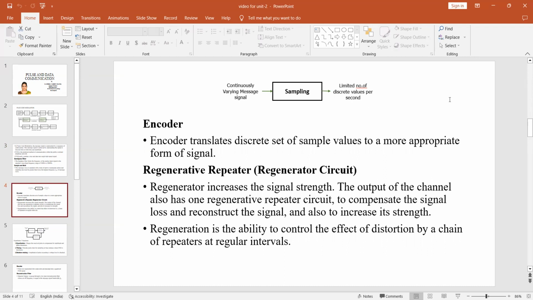Then we go for the regenerative repeater circuit. This circuit is used to strengthen the signal. There is also a regenerative repeater at the output of the channel. This regenerative repeater circuit helps to increase the amplification. It gives strength to the signal when it is passed through the channel. The repeater circuit is widely used not only in pulse code modulation but also in applications such as microwave signal transmission and mobile communication. We use more repeaters so that they strengthen the signal while it reaches the receiver section. Regeneration is the ability to control the effect of distortion by a chain of repeaters at regular intervals.